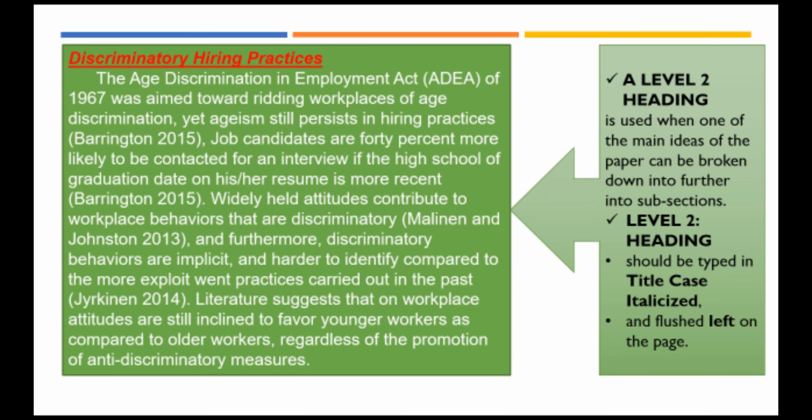In this part of the body, we have an italicized heading. This italicized heading, named Discriminatory Hiring Practices, is a level 2 heading, which is used when one of the main ideas of the paper can be broken down into further subsections. A level 2 heading should be typed in title case, italicized, and flush left on the page of the literature review.